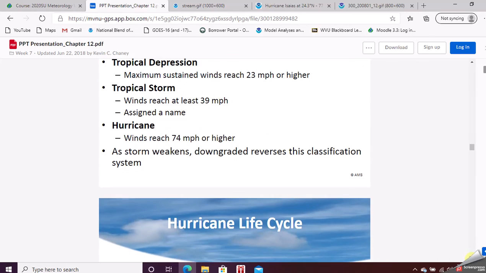So basically, there are 3 parts. Tropical depression is initially when it forms. You're really looking for a circulation. You're looking for a closed low. 23 mile an hour winds or higher. Tropical storm is 39. And then 74 miles an hour winds or higher.